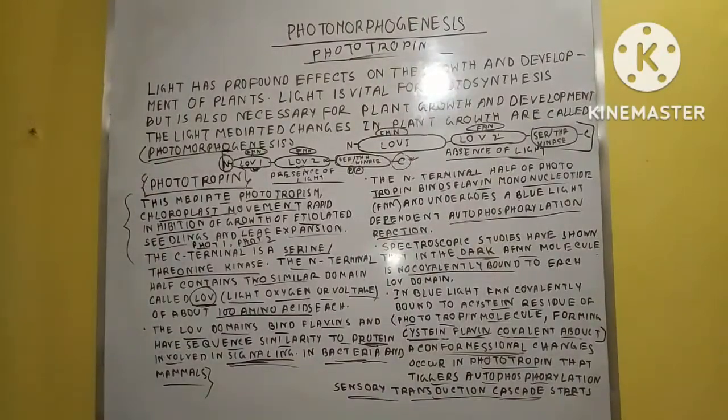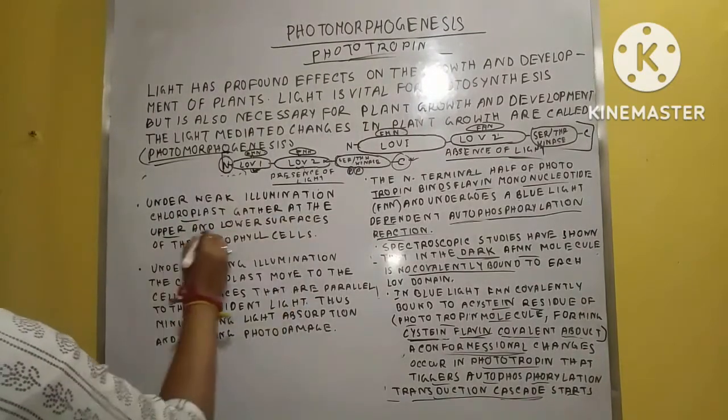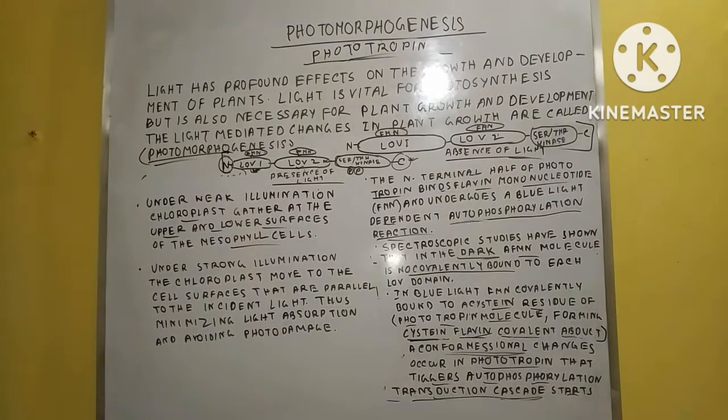This is not included in today's topic, but I will also explain how this chloroplast shifting actually occurs. Under weak illumination, meaning when the light is very weak, the chloroplasts gather at the upper and lower surfaces of the mesophyll cells. But in strong illumination, when the light is very strong, the chloroplasts move to the cell surfaces that are parallel to the incident light, minimizing light absorption and avoiding photodamage.